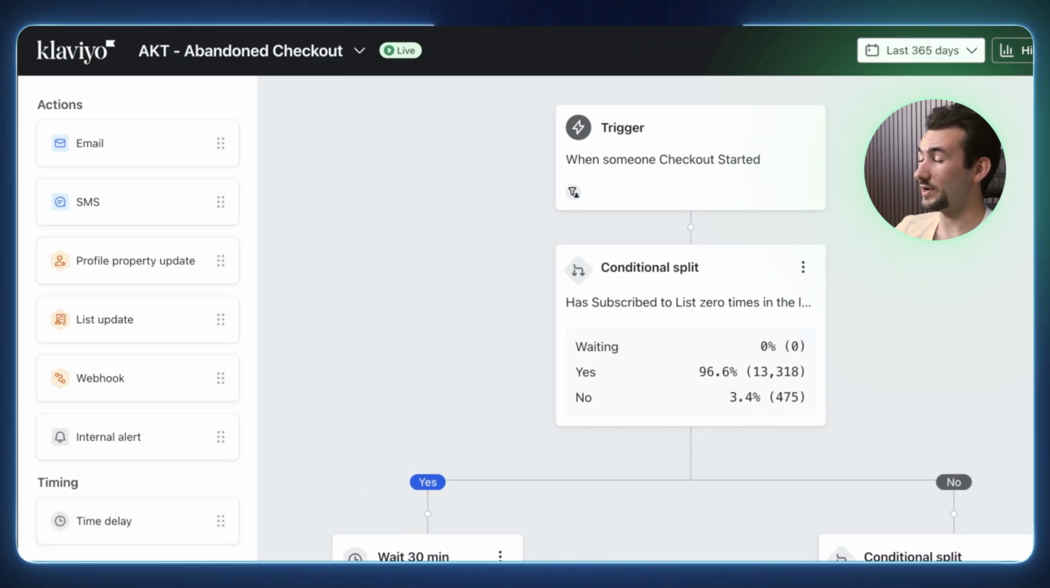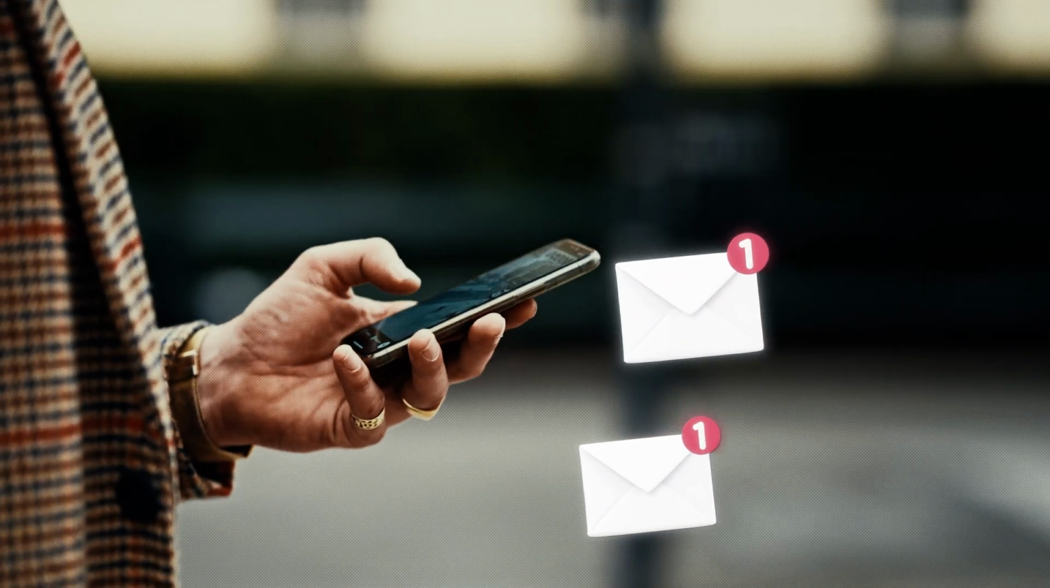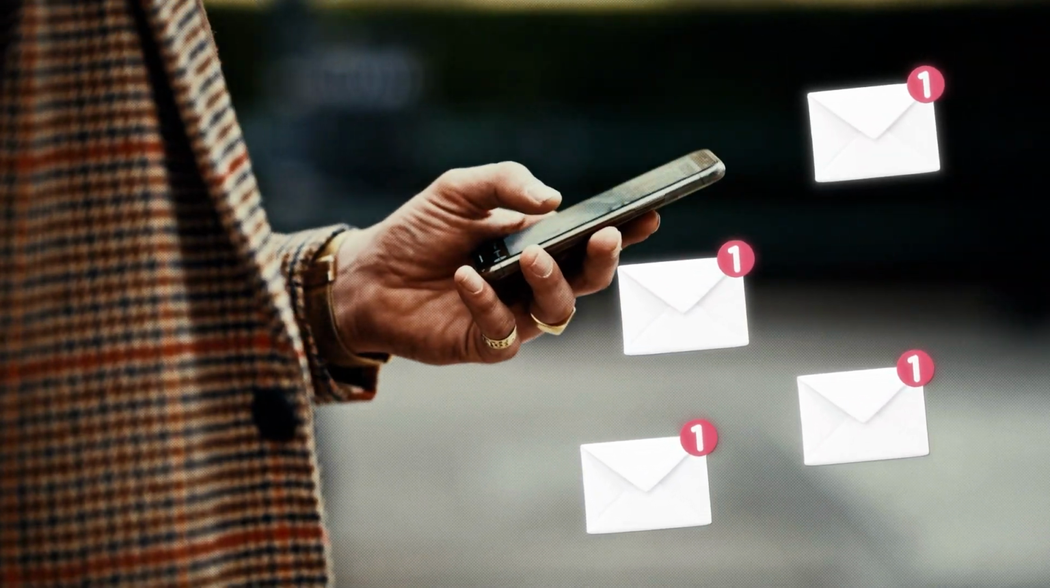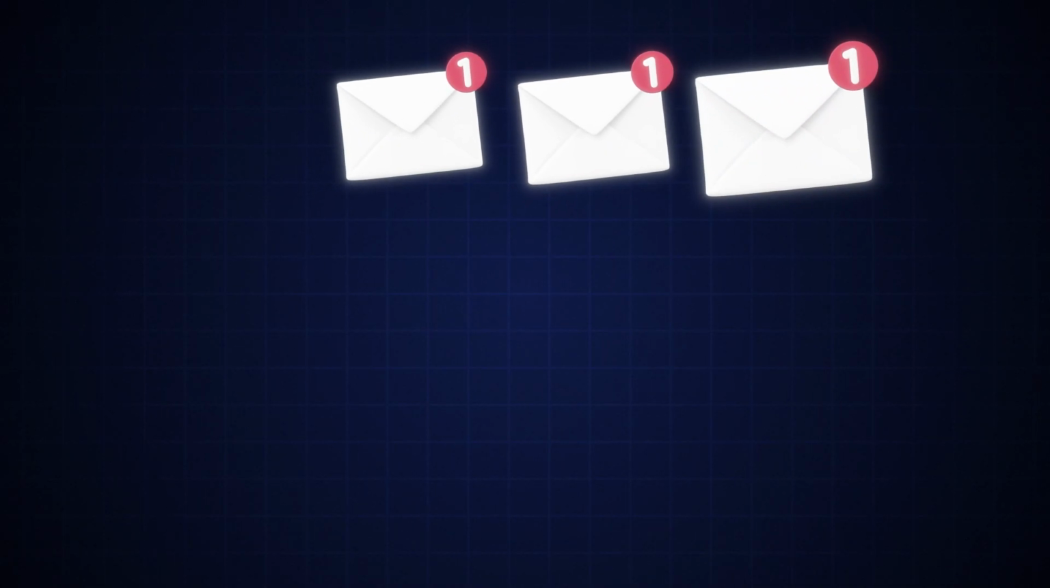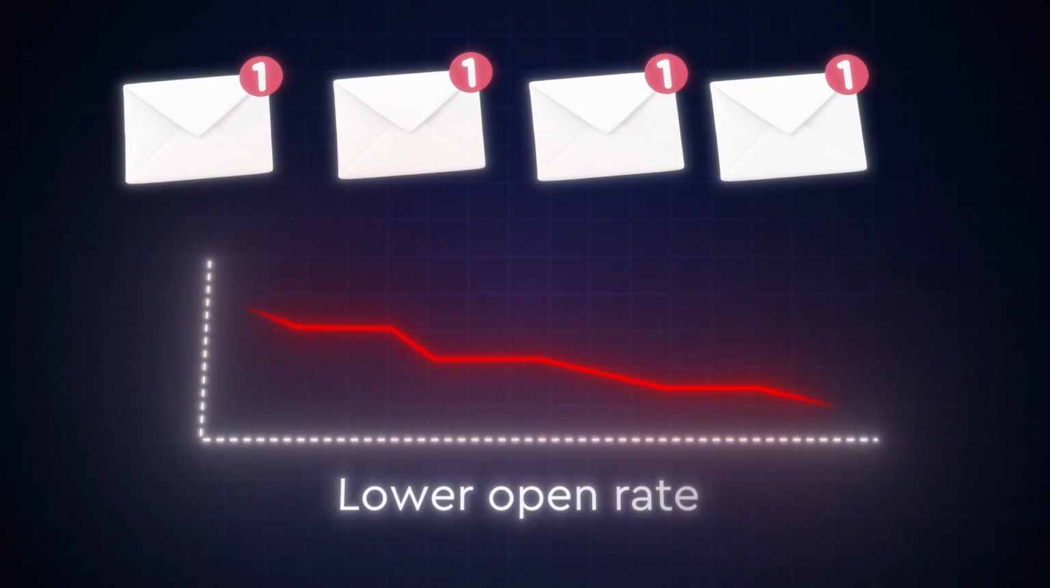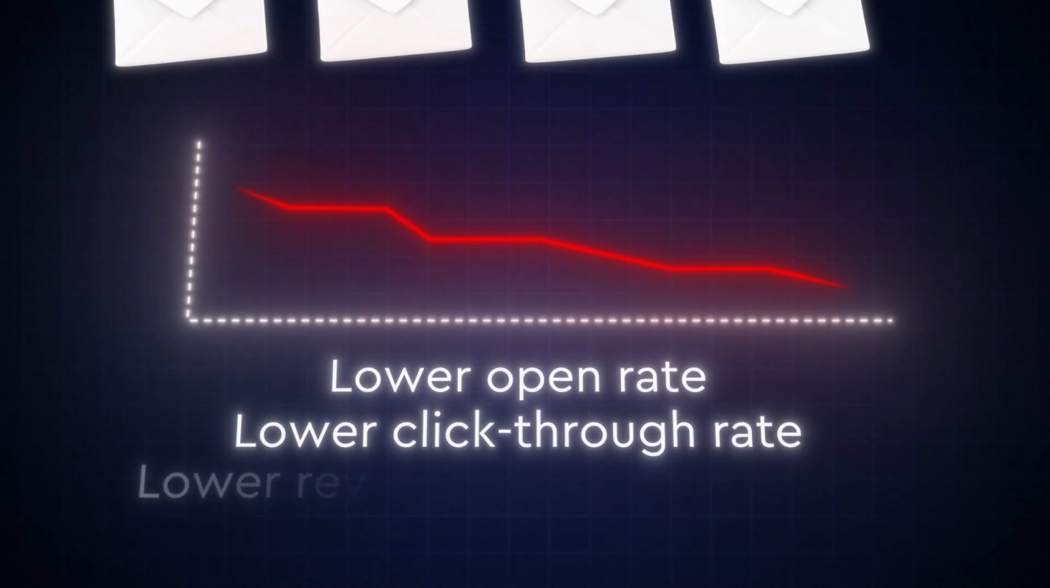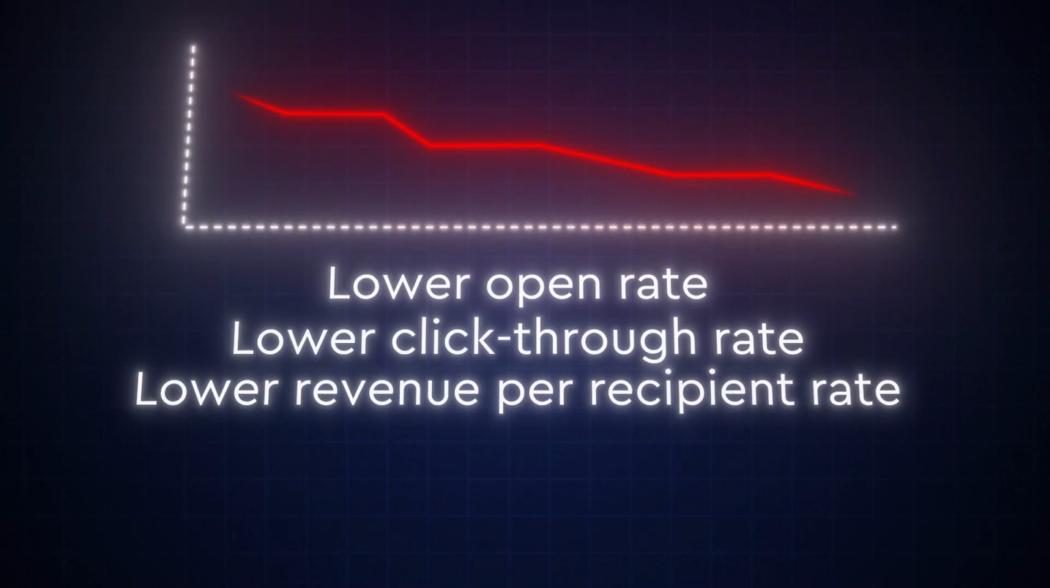So if they have, we want to exclude those people or give them extra time so that way we're not barraging them with abandoned checkout emails. So if they've abandoned checkout 5 different times over the course of an hour, we don't want to spam them. So we want to reduce the amount of times that we're sending out emails that may not get the result that we're looking for. And if we send out all these emails, we're going to have a lower open rate, we're going to have a lower click-through rate, and a lower revenue per recipient rate as well. So the data is going to get muddier.